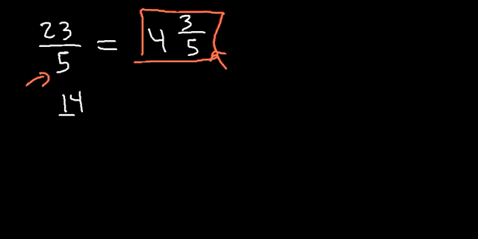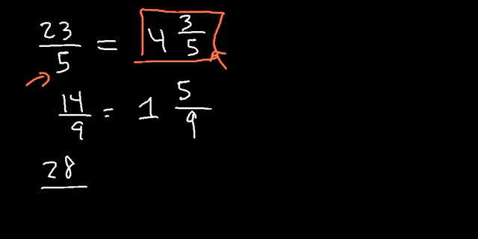So let's say if you have 14 over 9. How many times does 9 go into 14? 9 goes into 14 once, because 9 times 1 is 9. The denominator will stay the same. And then 14 minus 9 is 5. So try this one. 28 over 6.